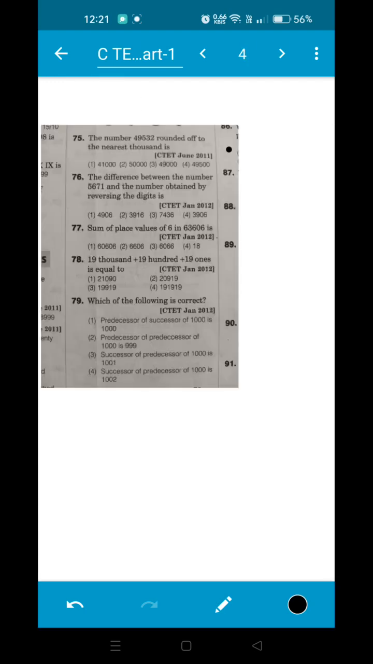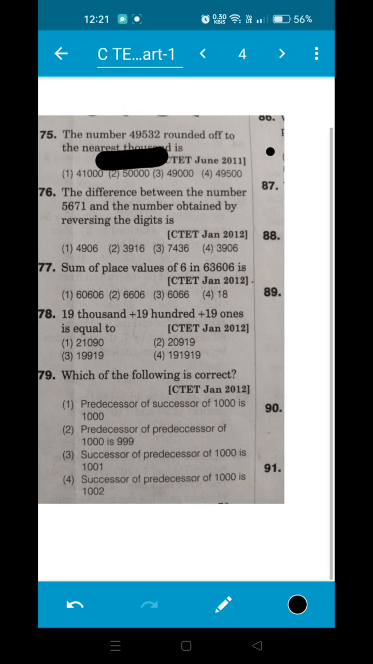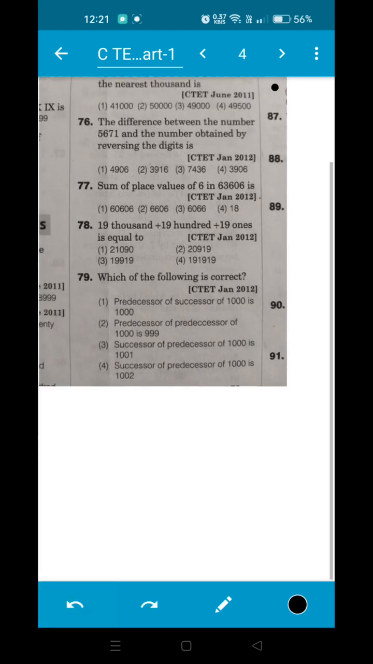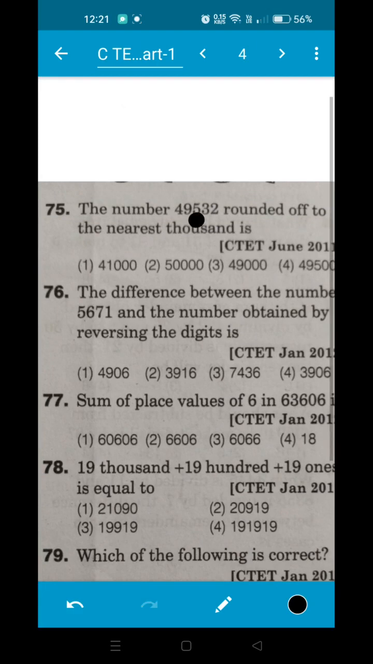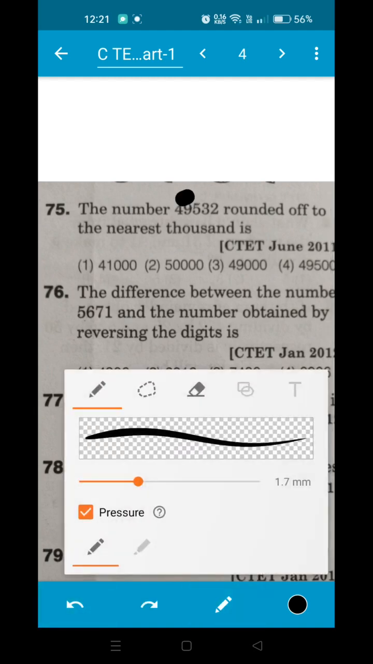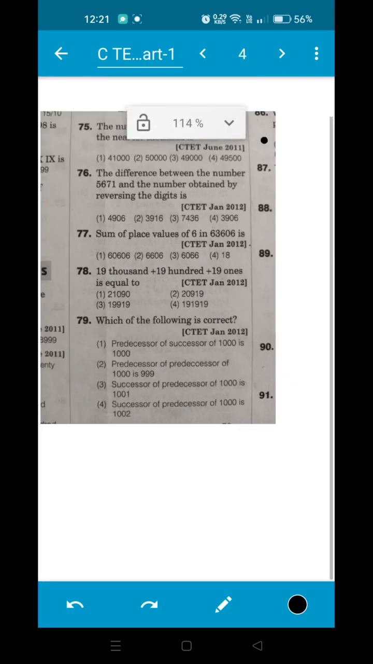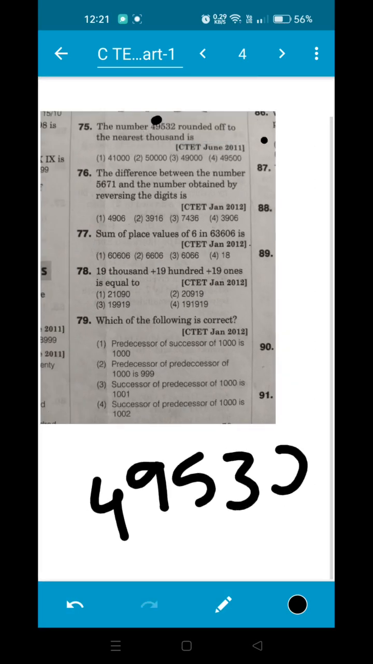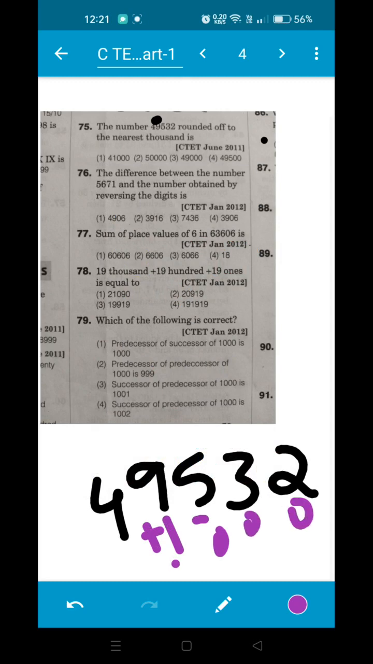Okay, so now our question is to round the number off to the nearest 1000. For nearest 1000 we have to observe the hundreds place. It is 5, and if it is equal to 5 or greater than 5, the same condition applies, so you need to keep plus 1 to the before digit. The number is 49,532. We observe the hundreds place, so you have to keep plus 1 and the remaining all zeros. 49 plus 1 is 50. Remaining all zeros, so 50,000 is the answer.